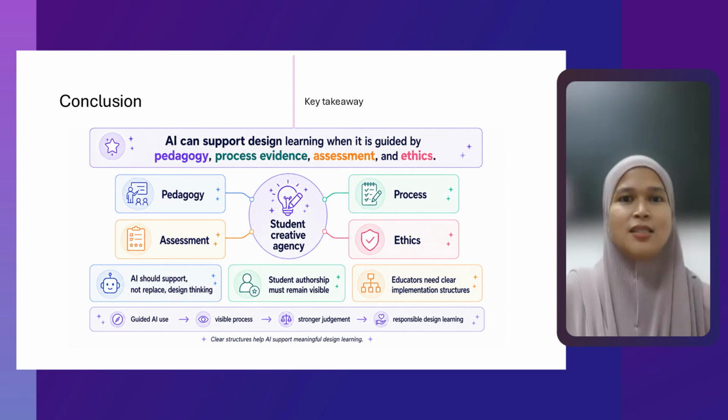To conclude, this paper argues that AI can support design learning when its use is guided by clear pedagogy, process evidence, assessment, and ethics. The proposed guideline helps educators move from experimental AI use toward more structured implementation. The key point is that AI should support, not replace, design thinking. Student authorship must remain visible, and students should continue to exercise judgment, interpretation, transformation, and reflective decision making.